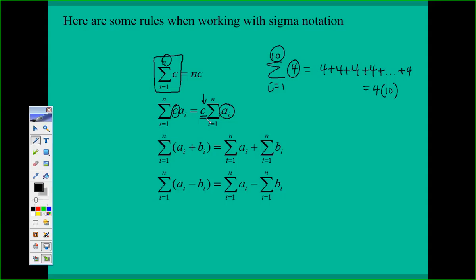The next one just indicates we can break apart a Riemann sum that has terms being added here. We can break it into pieces, find those two separately, and then add them. And likewise for subtraction.